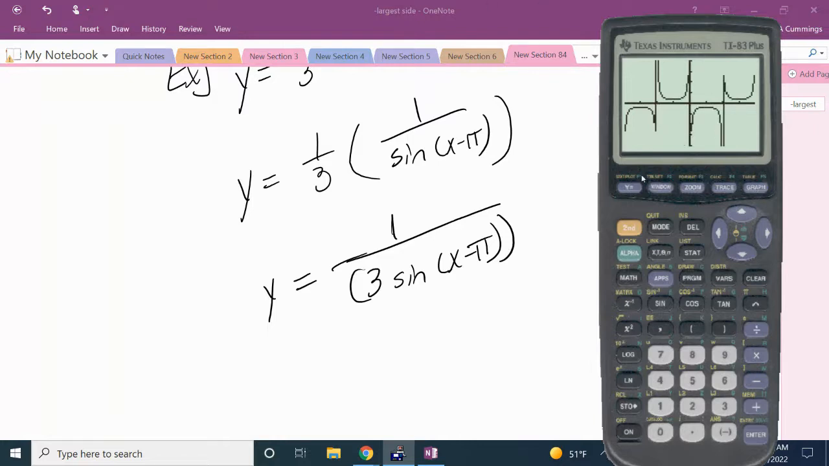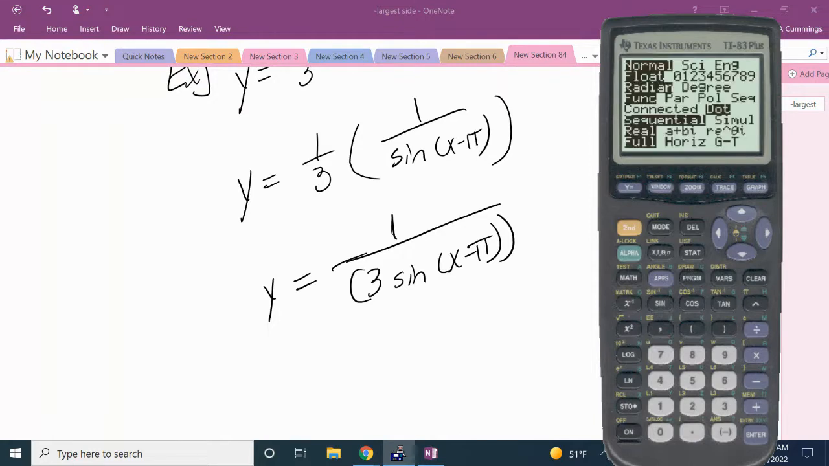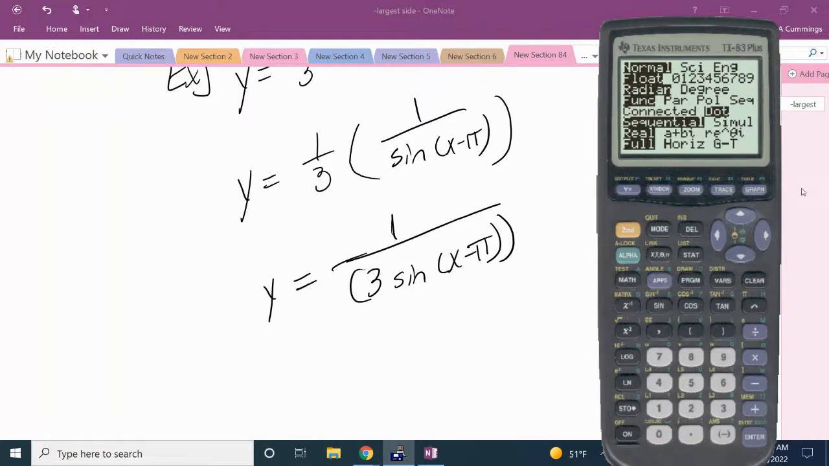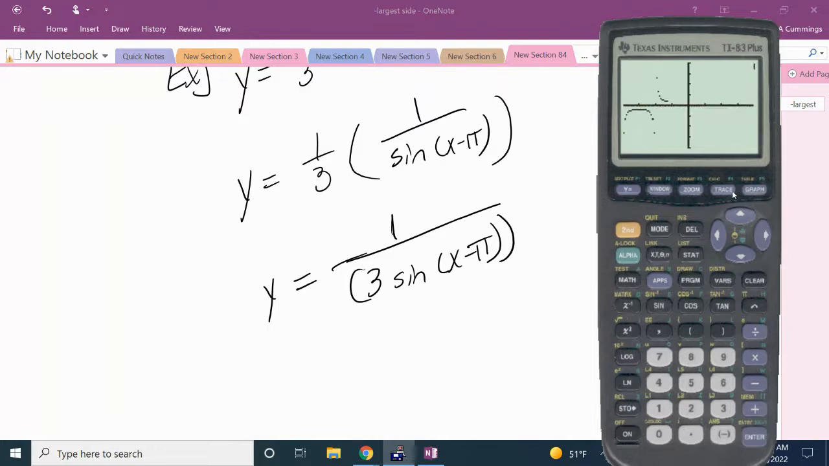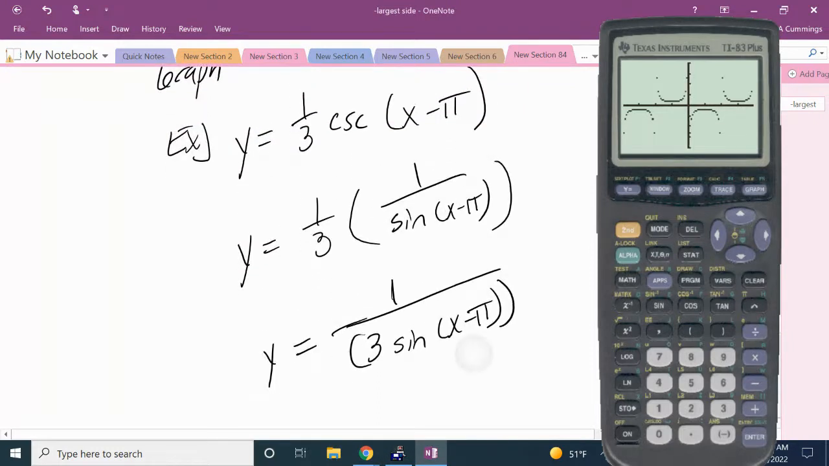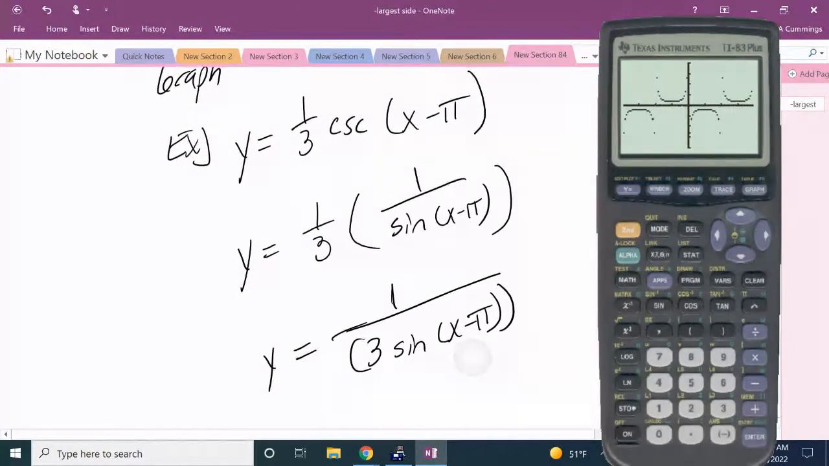Right, so keep in mind these vertical lines are not actually supposed to be here. It's supposed to be in dot mode. All right, so this is the graph of 1/3 times the cosecant of x minus pi.